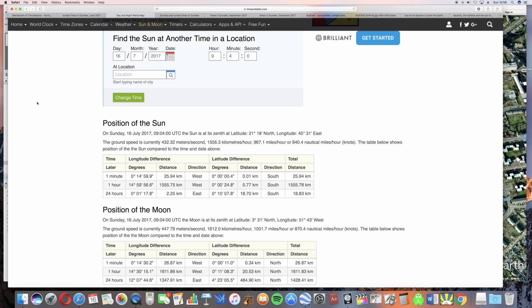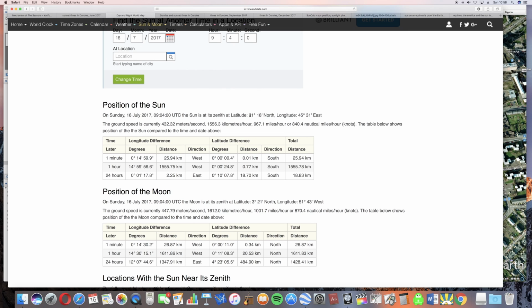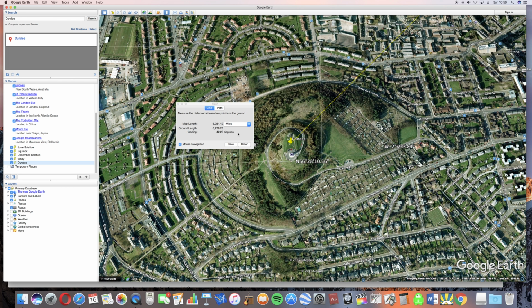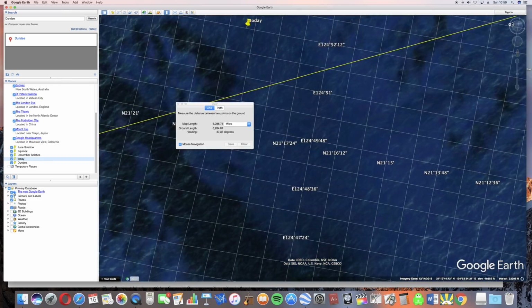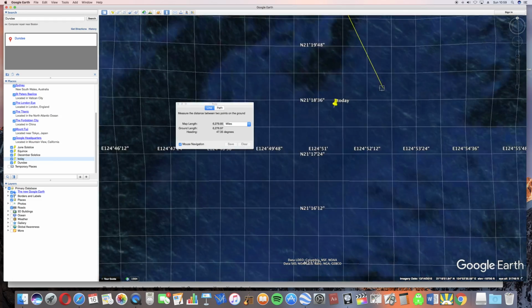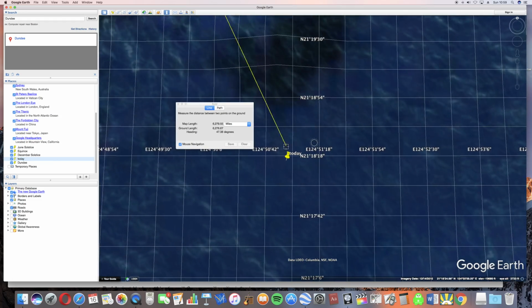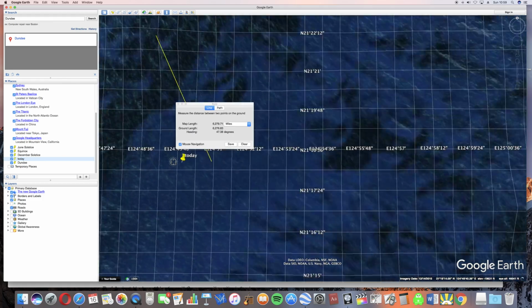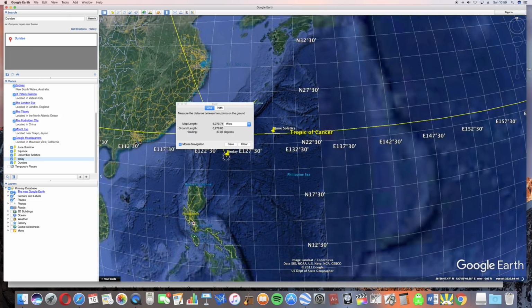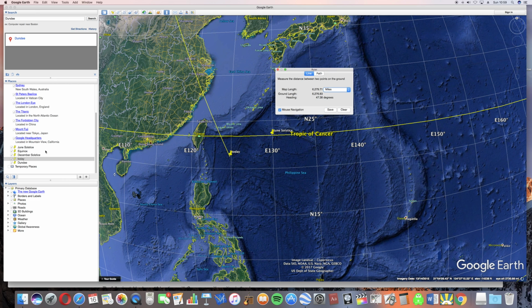Now, today, according to this, the sun is at 21 degrees, 18 minutes north. So I've marked a place for that on the Earth. That'll be the right distance away from where I am. So if I go to today, orientate it north. So you can see 21 degrees, 18 minutes north. See for yourself where that is. Okay, so it's all the way over here, near the Philippines. So that's where the sun would be when it was rising for me.